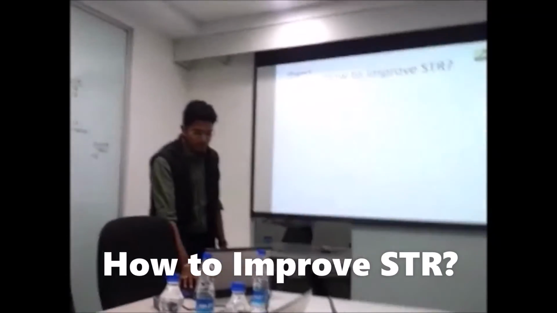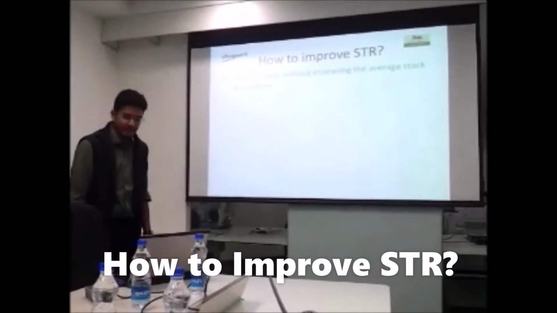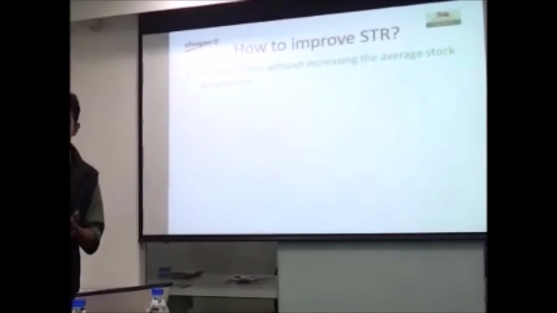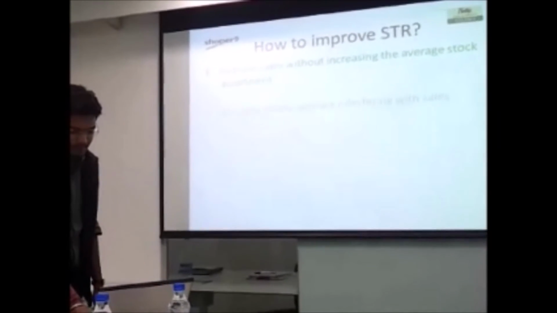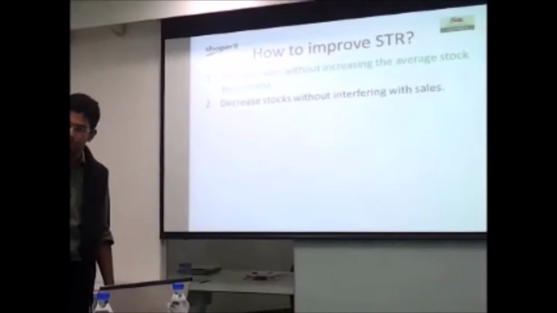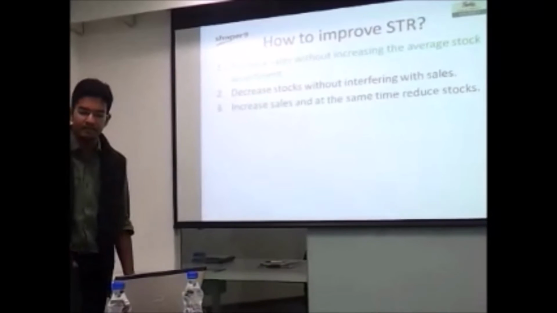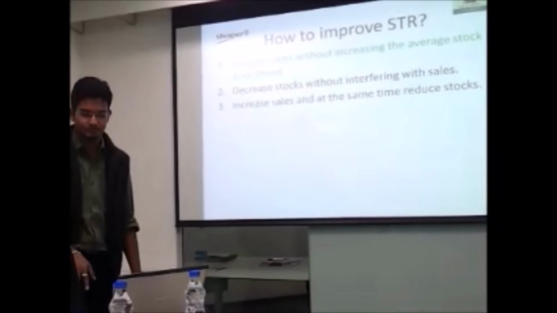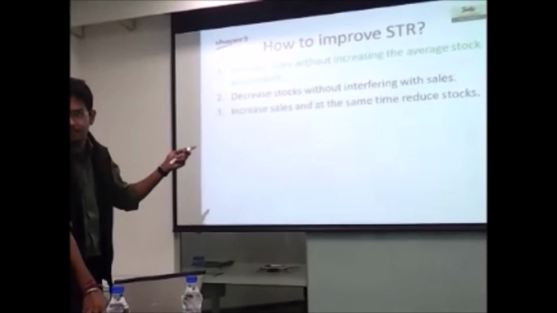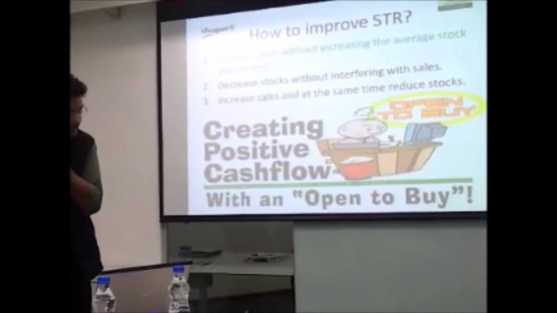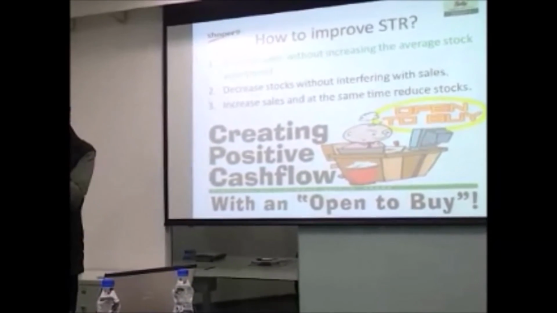So now how to improve STR? Increase sales without increasing the average stock assortment, which is obviously according to the formula. Decrease stocks without interfering with sales, and increase sales and at the same time reduce stocks. Why that is in green is because that is what is commonly done by distributors and retailers. So it's basically about creating a positive cash flow with an open to buy.